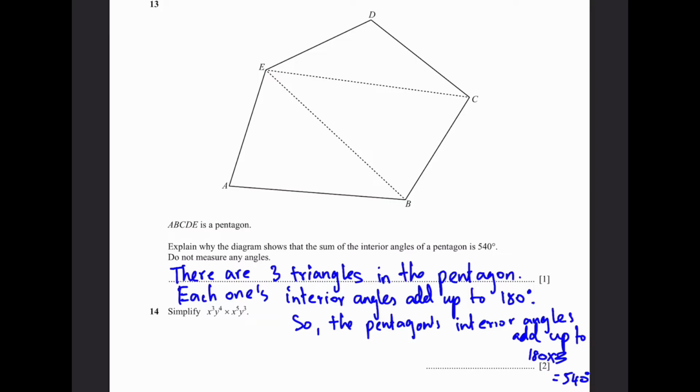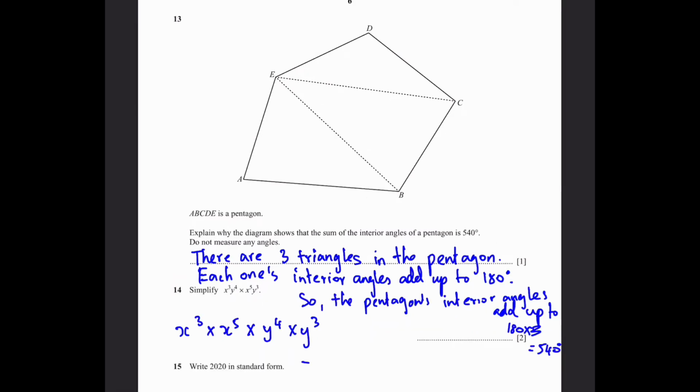Question 14. Simplify x cubed multiplied by y to the power 4 multiplied by x to the power 5 multiplied by y cubed. So let's separate the x's and y's now. X to the power 3 into x to the power 5 into y to the power 4 into y to the power 3. So we add the powers. So then x to the power of 8 into y to the power of 7. You can write that as x to the power 8, y to the power 7.